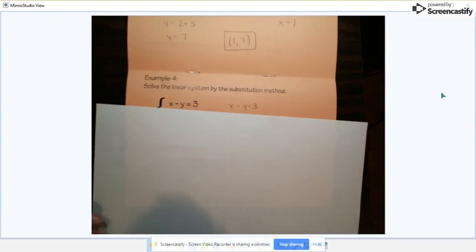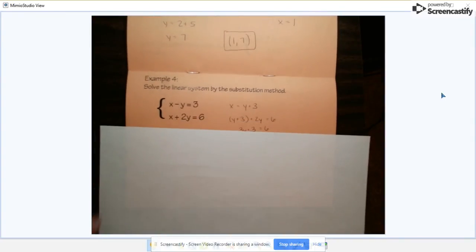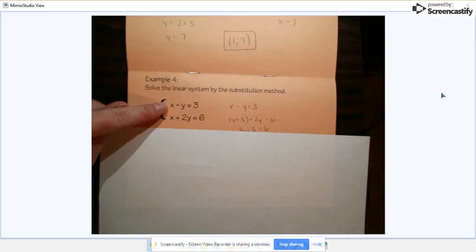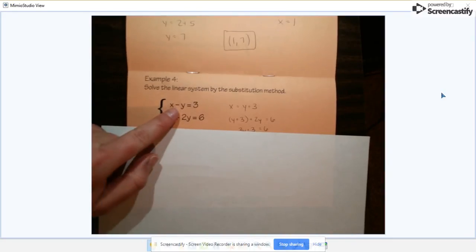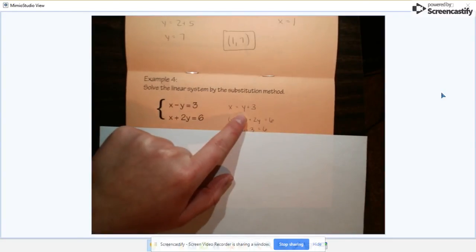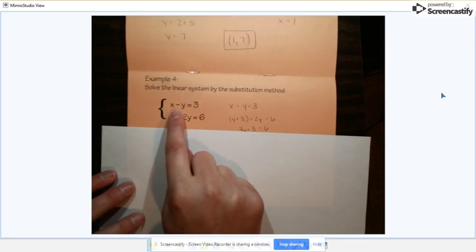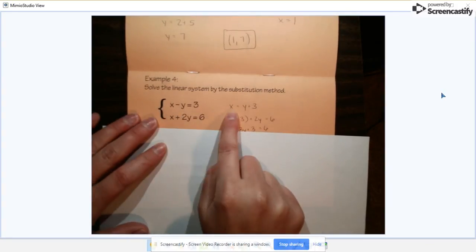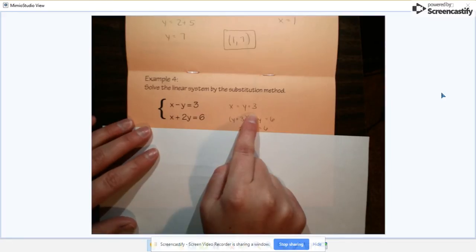Okay, here in this system of equations, neither variable is solved for. So we need to take either equation and solve for any particular variable. So in this example, I chose to take the top equation and solve for x because I just need to add y to the right side. So when you add y to both sides, you get x equals y plus 3.